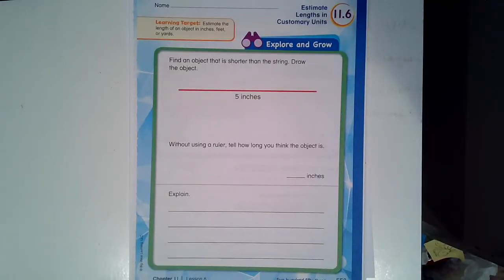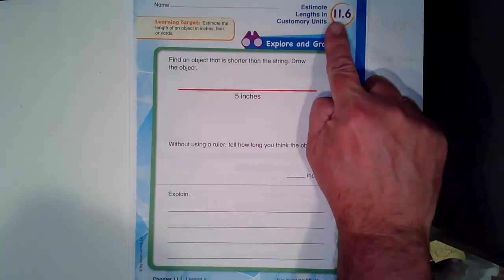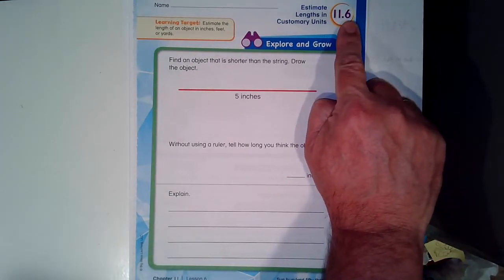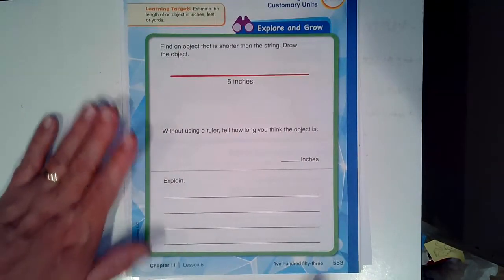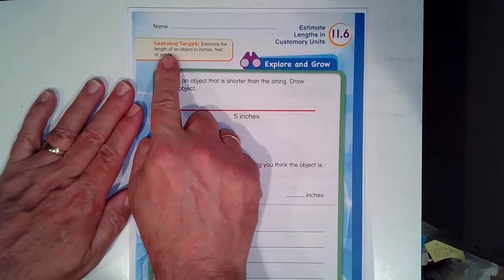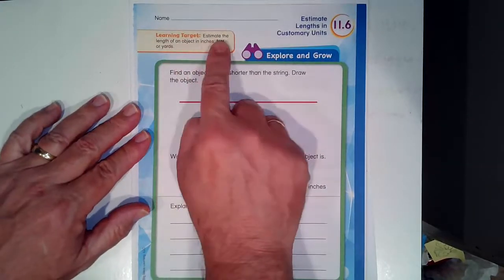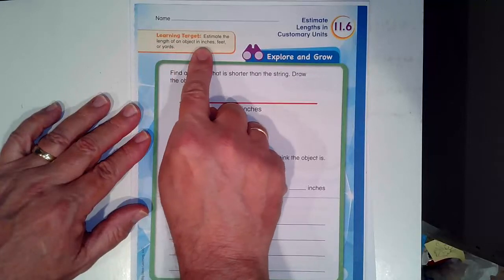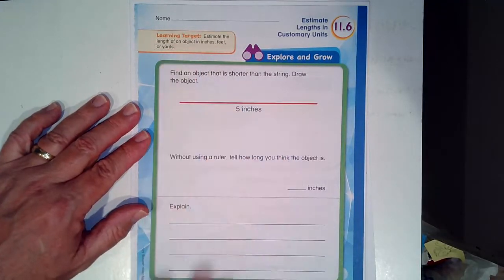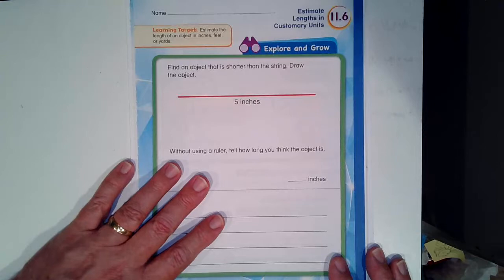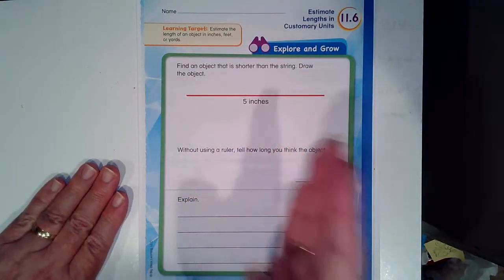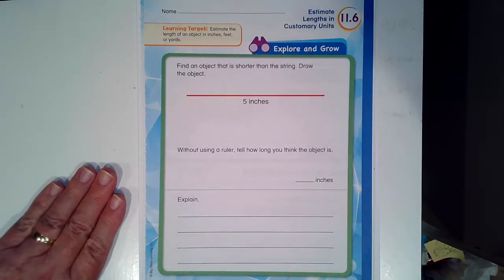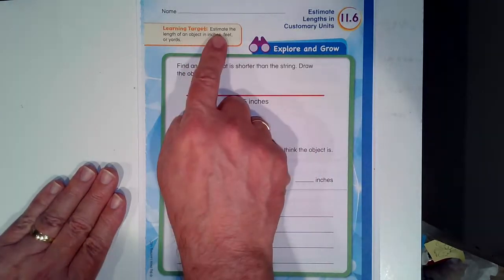Good morning, second graders. It is time for math, and we are on 11.6, chapter 11, the sixth lesson. We are on page 553, and our learning target, the thing that we are trying to get to, is estimate the length of an object in inches, feet, or yards. Now, boys and girls, estimating, we've said before, is making a smart guess. So if we can make a smart guess about something, that is an estimate.